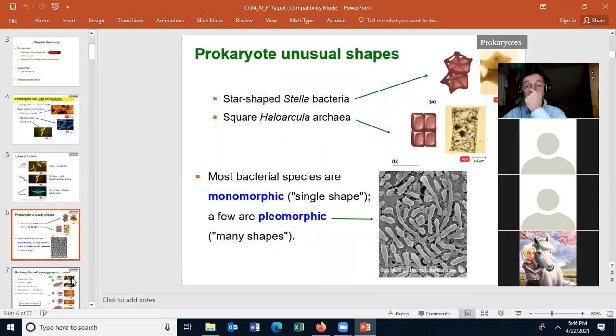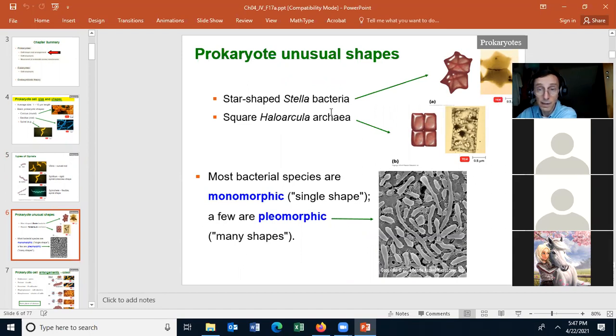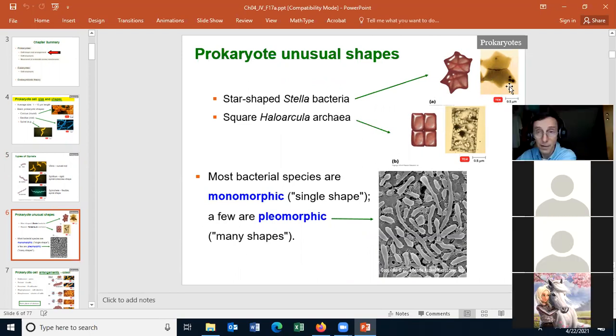You can have prokaryotic cells which are of different shapes, and we call them unusual shapes, like the Stella bacteria. The bacteria actually have a star shape, and here's an actual electron microscopic image of Stella. And then the Haloarcula is an unusual shape, and this Archaea actually has a square type shape or slightly rectangular shape.